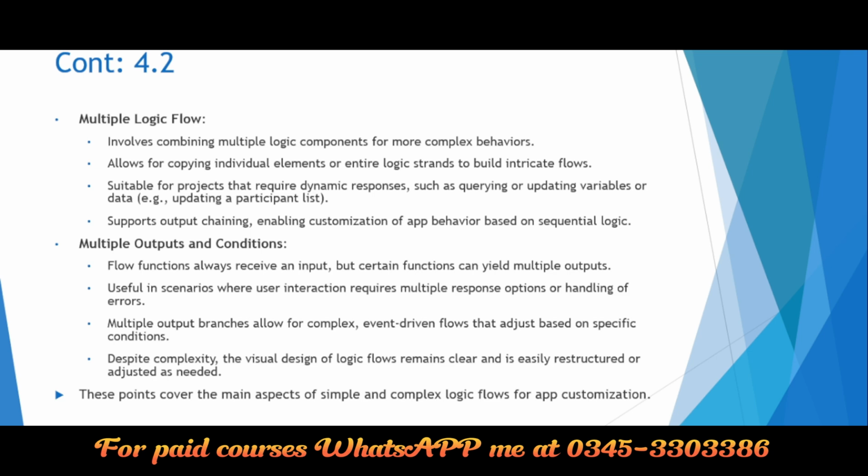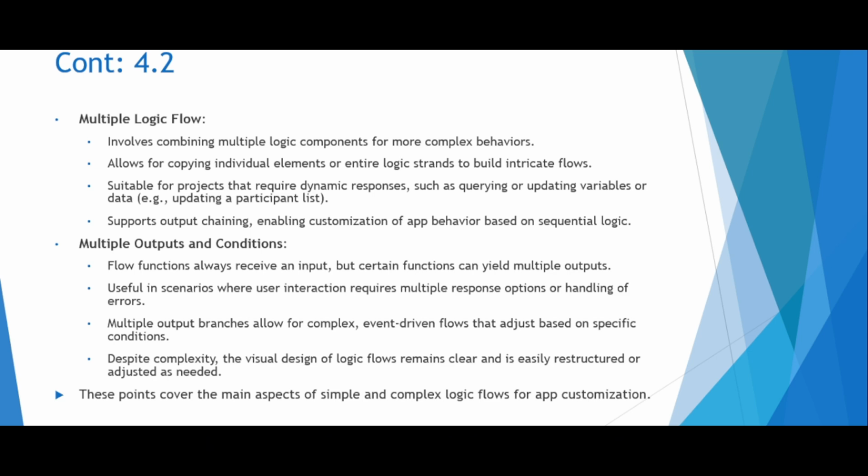And if we want to have my document in PDF form, so if I select the PDF, that will require a different type of parameter that will give us a different type of output. So it will depend on the output. If the output of any app depends on the user interaction, if I use different types of user interaction, this will definitely include the multiple output and conditions flow. Hope you understand. We will explore this later in other videos. So let's move on. These points cover the main aspects of simple and complex logic flow for app customization.